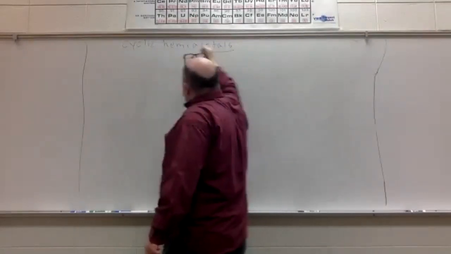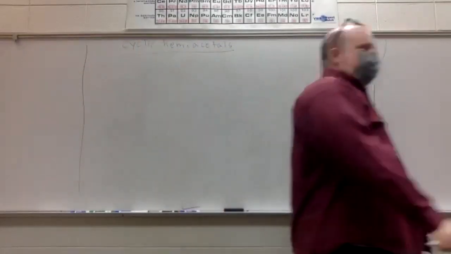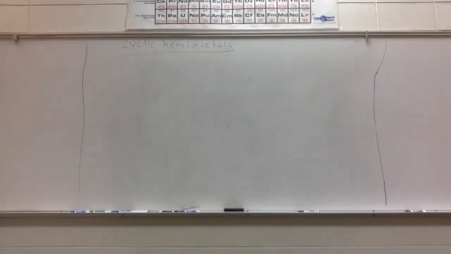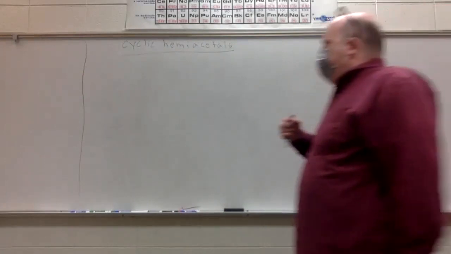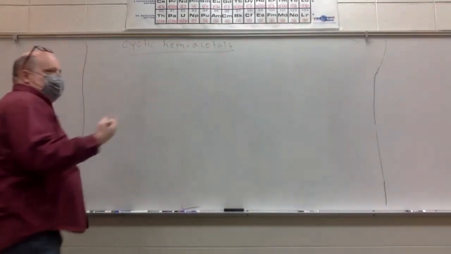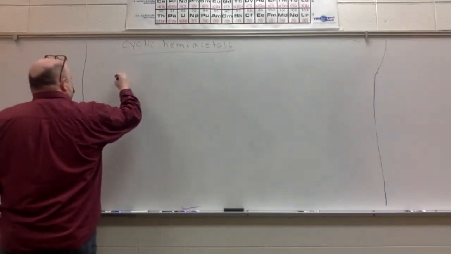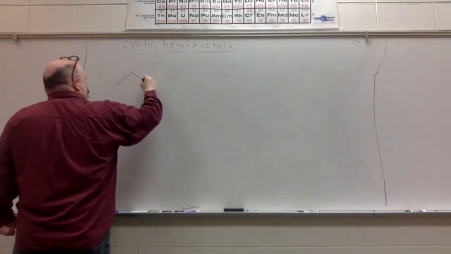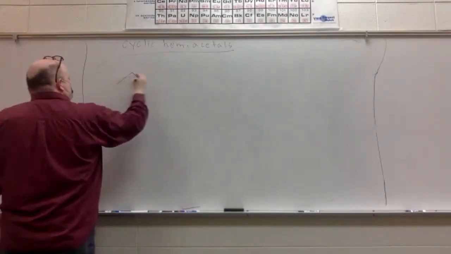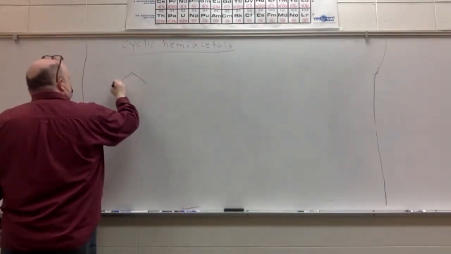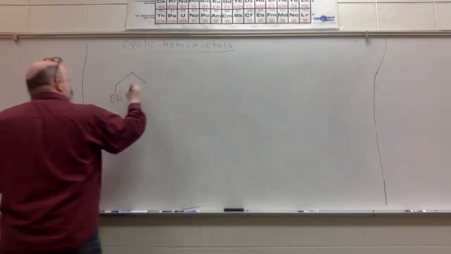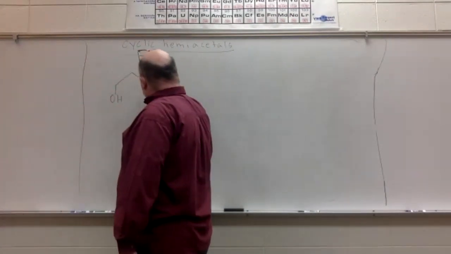All right, let's talk a little bit about cyclic hemiacetals. So you recognize the term hemiacetal. Hemi is half, so basically half an acetal here. But specifically, we want this half of an acetal to be in a cyclic form. To make a cyclic hemiacetal, basically, you need a chain.